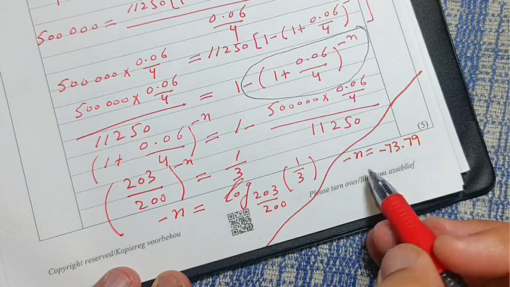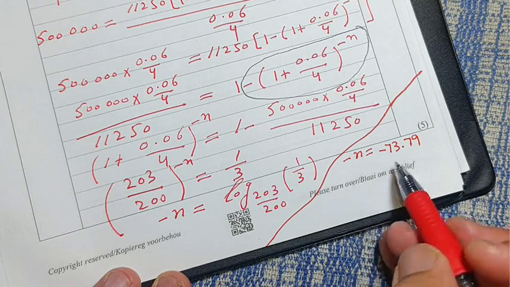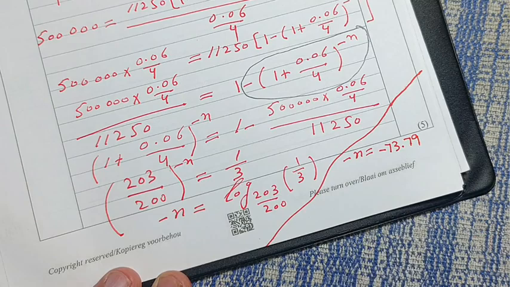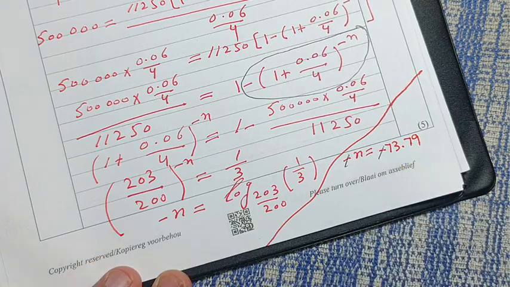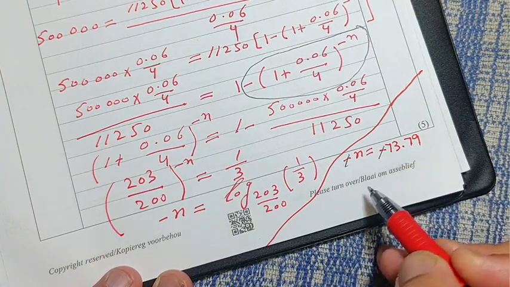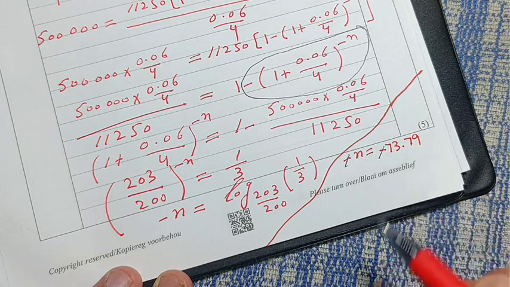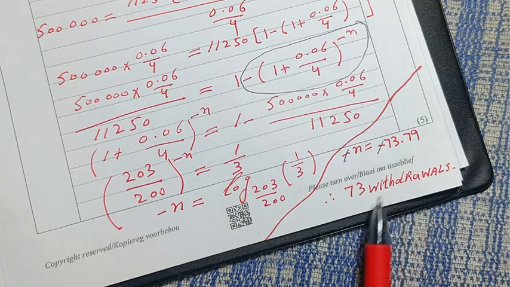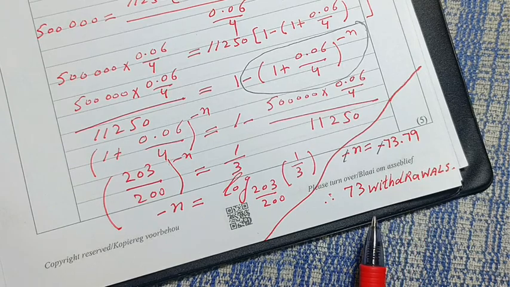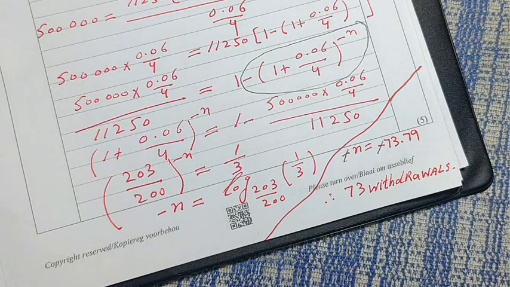Now the negative and negative cancel, and we have now, therefore, n becomes 73.79. n is equal to 73.79, therefore 73 withdrawals. This is my final answer.